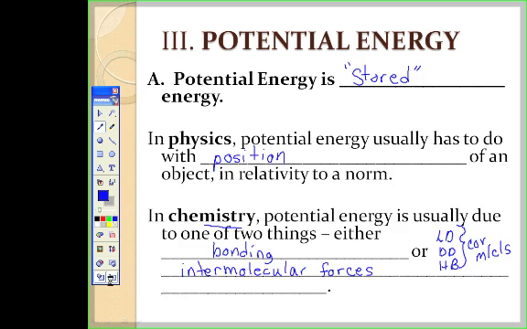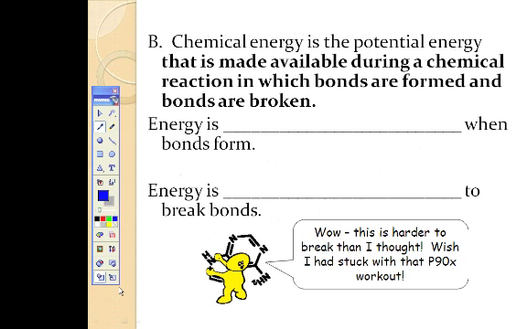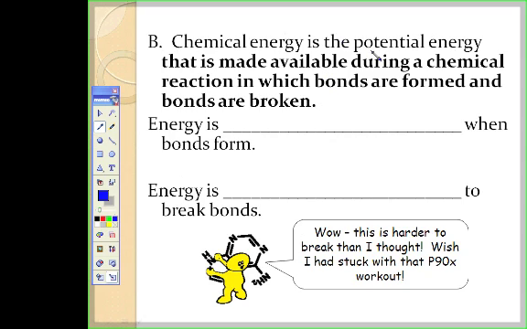Now, this is a little bit more complicated to understand for young people. And so let's see if we can unwrap it a little bit. So chemical energy is the potential energy that is made available during a chemical reaction or process in which bonds or intermolecular forces are formed and bonds or intermolecular forces are broken.